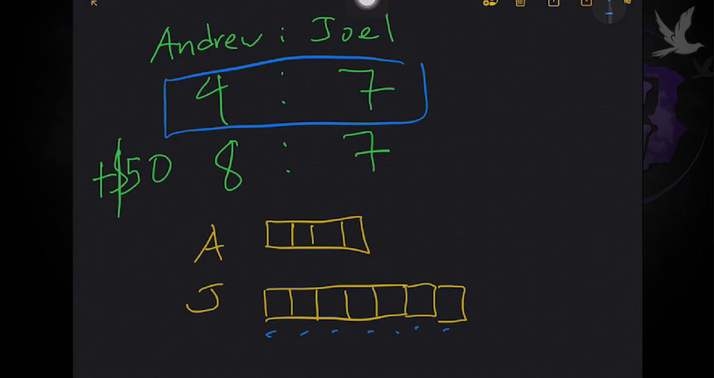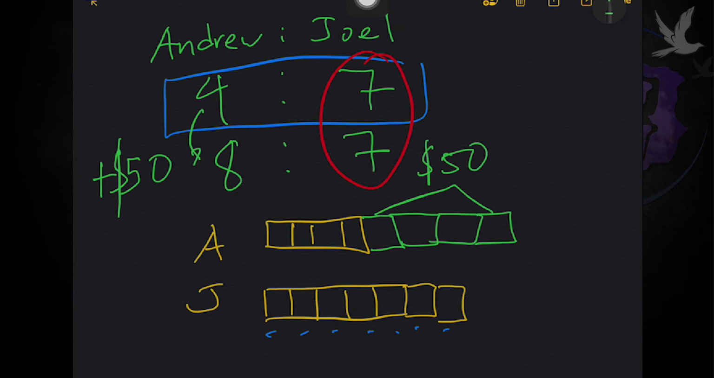Pero if you notice, yung kay Joel, maintain lang tayo sa 7. Which means we don't need to modify anything except for Andrew. At naging 8 daw. So we are going to make use of another color dito, yung additional from 4 to 8. That's an additional 4 units. 1, 2, 3, 4. So yung 4 units na yan is equivalent to $50. So we can safely say now that 1, 2, 3, 4 units is equivalent to $50.